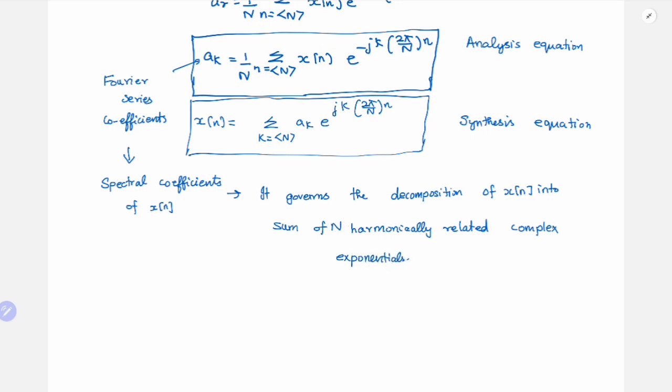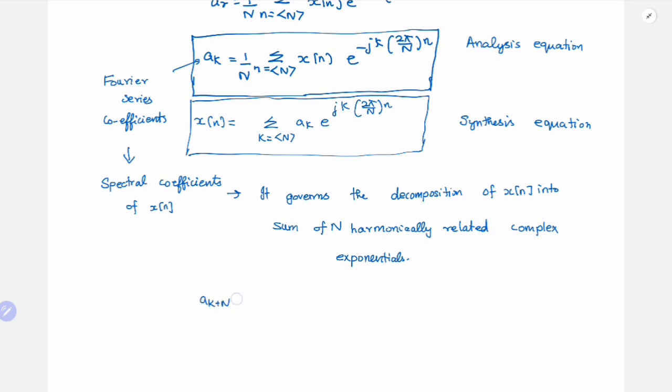So we can say n harmonically related complex exponentials. All these e power j k 2 pi by n into n, with k varying from 0 to n minus 1, are harmonically related. That's what it means. So from the analysis equation, we can also see that a_k is also periodic.